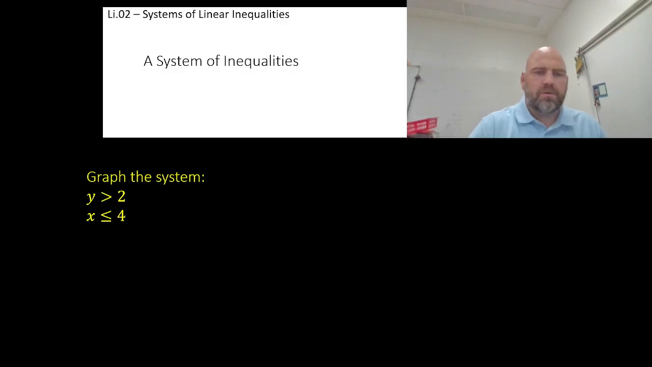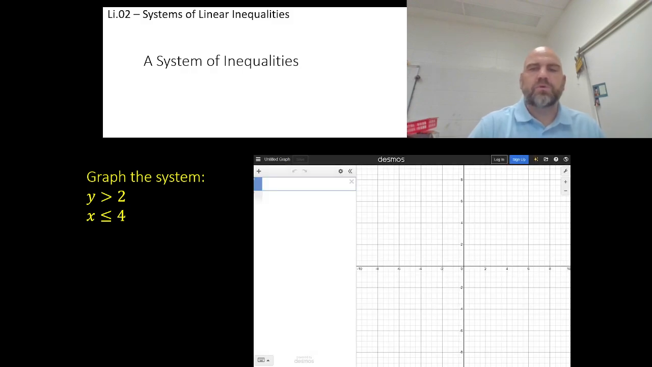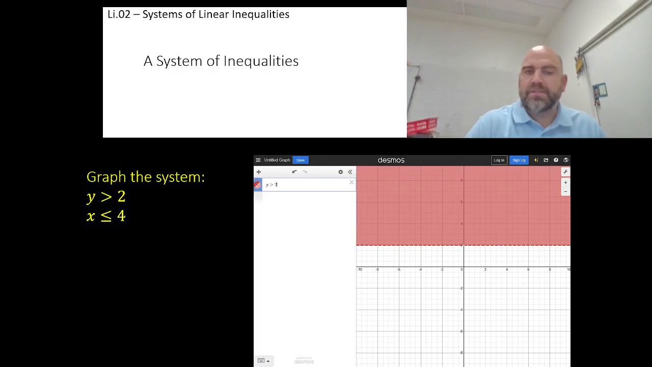So when you graph these out, there's a couple different ways. You can do it by hand, or you can use graphing software. In my class, I use a program called Desmos, which is a free graphing software found online. I'm going to type in y is greater than 2. You're going to notice that nice shaded region on top in red, and it has a dashed line where y equals 2. It's dashed because y can't actually equal that line.